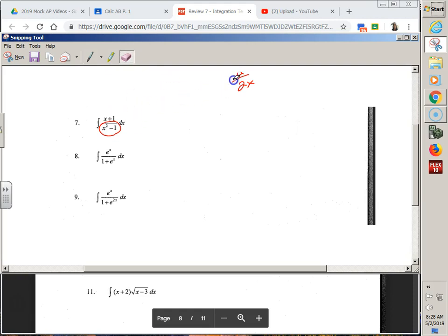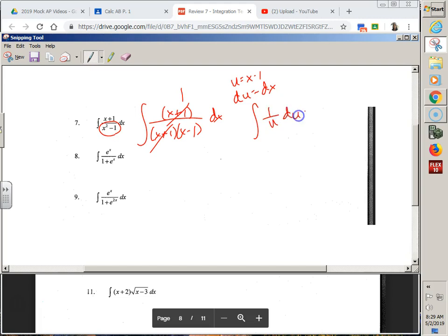So look at this one. What else could we do? Factor? I like it. Doesn't happen very often, but when it does, we get very thankful. Because if we factor, now can't we just say u is equal to x minus 1, because I have 1 over u? du is super nice and easy because it's just 1 dx, so I can change this to 1 over u du, which is ln of u, which was ln of x minus 1 plus c.